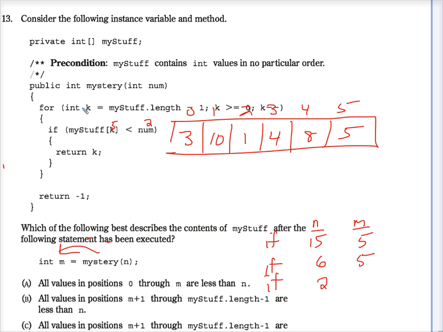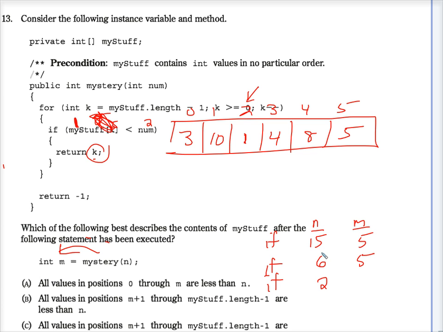We're starting k out at 5 again in this loop. My stuff 5 is also a 5. Is 5 less than 2? False. We go around the for loop again. We do not return k. K minus minus is down to 4. And we're asking now if 8 is less than 2. False. And we're going to go around again. Is 4 less than 2? False. Is 1 less than 2? True. At the moment that we get to this 1, because at that point 1 will be less than 2, we return k, which is the actual index position where we found the thing that's less than the value num.